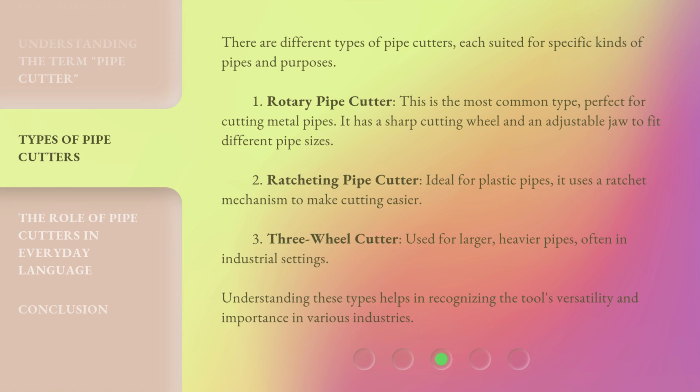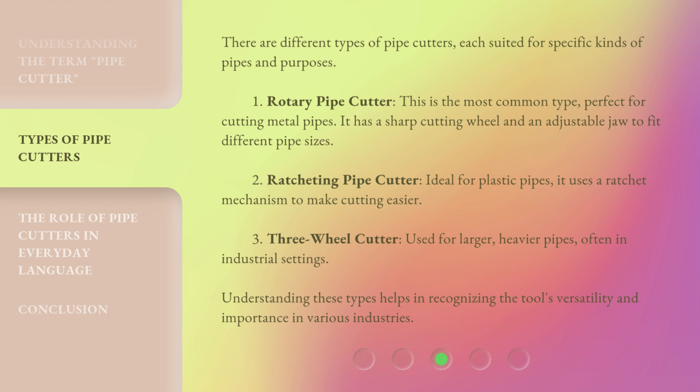There are different types of pipe cutters, each suited for specific kinds of pipes and purposes. 1. Rotary pipe cutter. This is the most common type, perfect for cutting metal pipes. It has a sharp cutting wheel and an adjustable jaw to fit different pipe sizes.